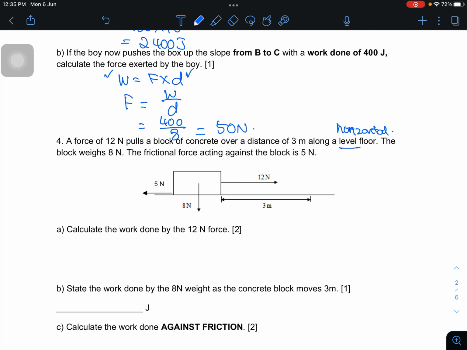So they already told you what is the work done by the 12 Newton force. So I'm just going to calculate according to the 12 Newton force. I'm going to ignore the 5, which is the friction. I'm going to ignore the 8, which is the weight. So work done equals force times distance, 12 times, what's the distance moved? 3, 36 Joule.